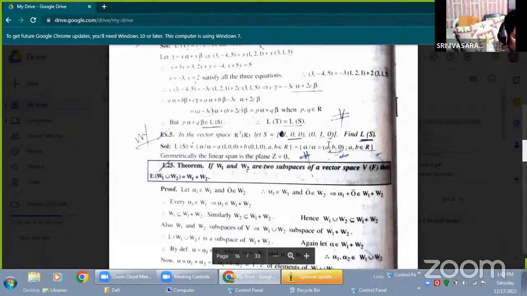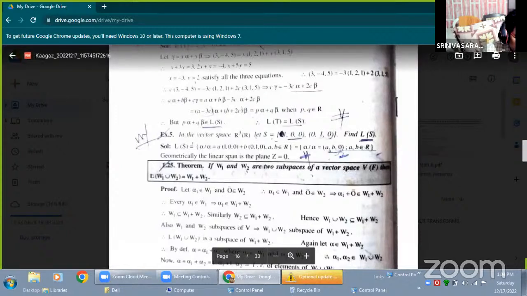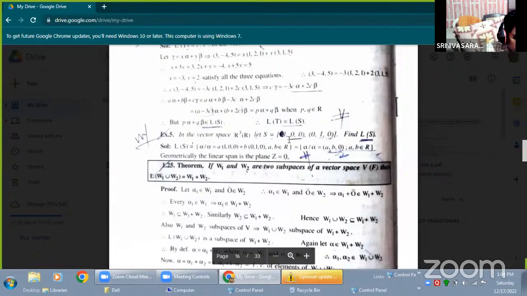Now, simplifying, (1, 0, 0) and (0, 1, 0), A alpha plus B beta. We get A(1, 0, 0) plus B(0, 1, 0), adding gives (A, B, 0). The Z coordinate is 0. That's why, geometrically, Z equals 0. That is the plane of L of S. According to the subset of the vector space, we are getting the plane Z equals 0. That is the linear span.